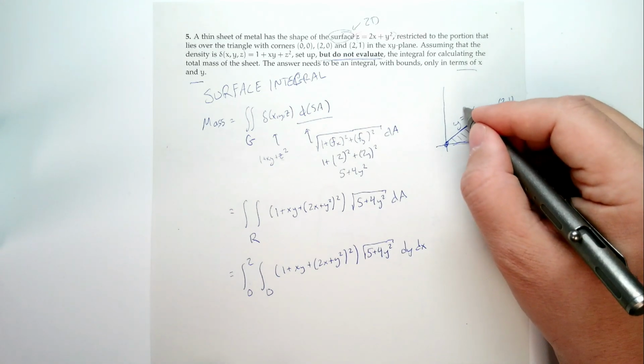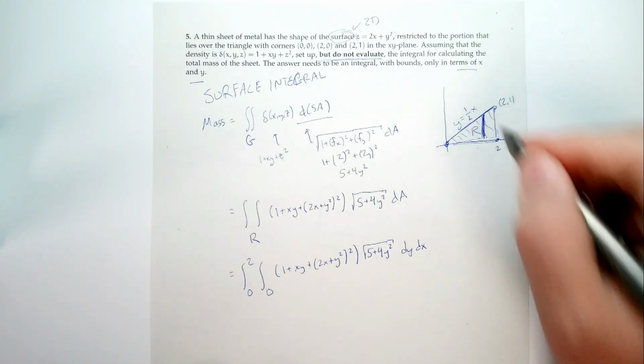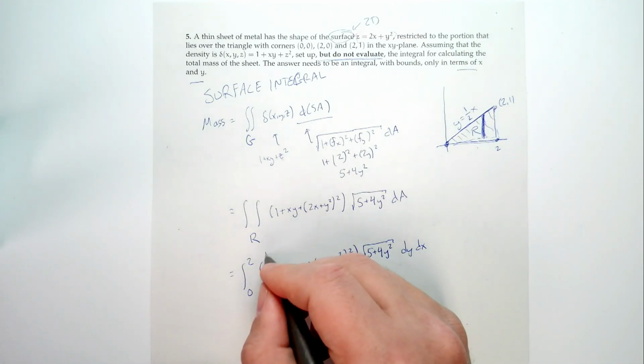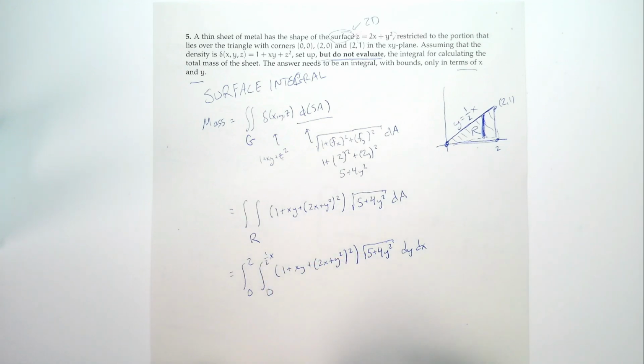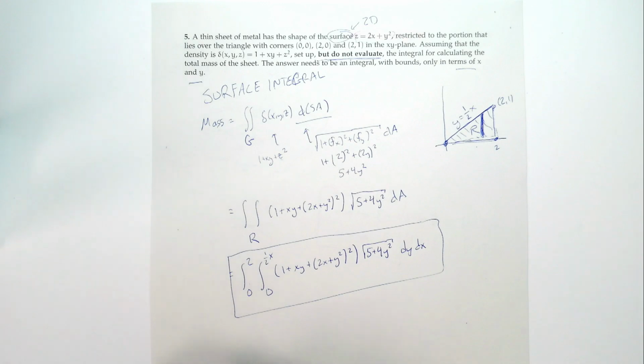So rise over run is half x. So 0 to 1/2 x. And there is our integral. And that would compute our total mass. That's it. We've set it up, and now we're done. And we can move on to the next problem.